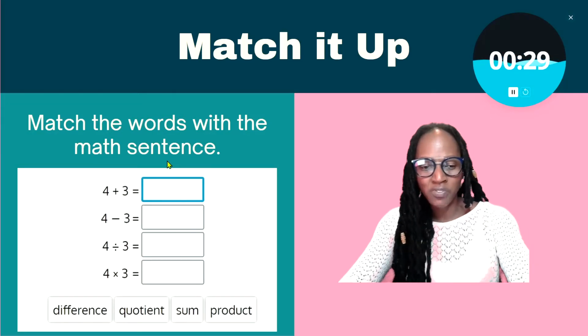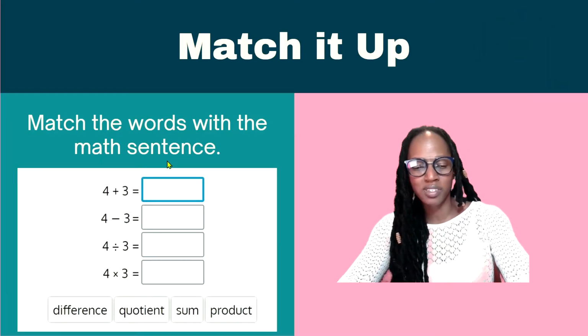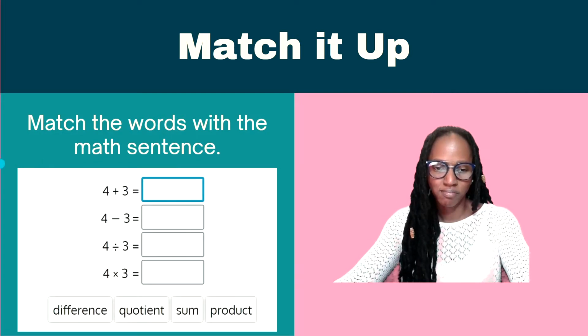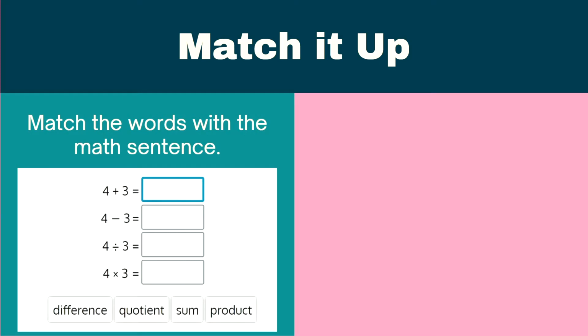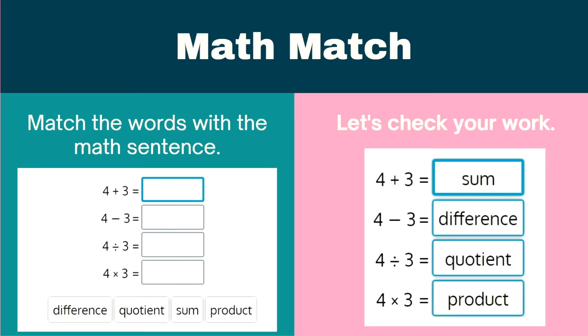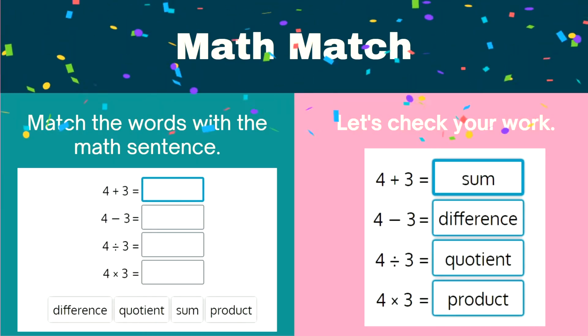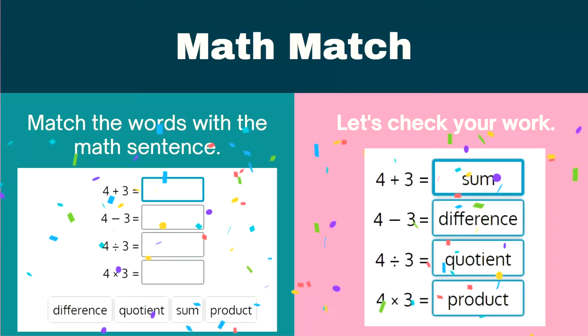Okay, let's see if you were correct. If you matched them up just like I have matched mine up, I'm sure you did. 4 plus 3, the result of that would be the sum. 4 minus 3, the result of that number sentence would be the difference. 4 divided by 3, the result of that division sentence would be the quotient. And 4 times 3, the result of that would be the product. I'm going to go ahead and drop a little confetti for you because I'm sure you answered that correctly.